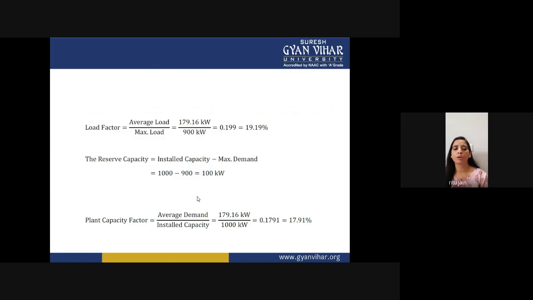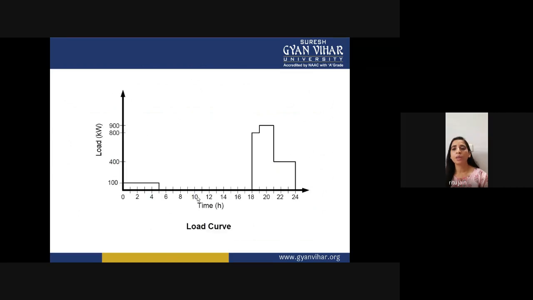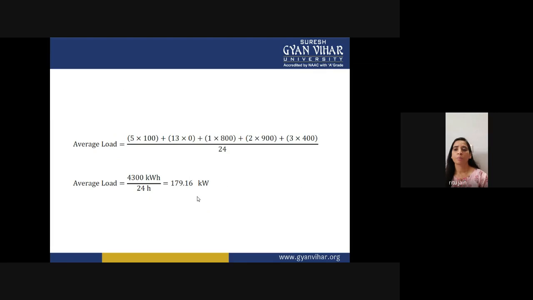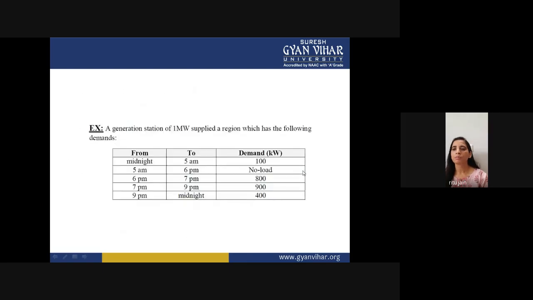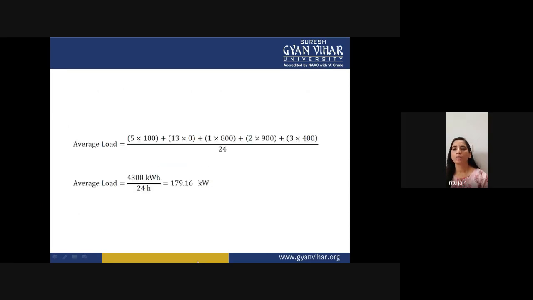Now we have to calculate the load factor. You know the formula of load factor, which is average load upon maximum demand, and the load factor will always be less than 1. So the average load will never be greater than your maximum demand. You can see from this formula that the average load is not higher than your maximum demand. So your maximum demand for this question is 900 and your average load is 179.16 kilowatt.